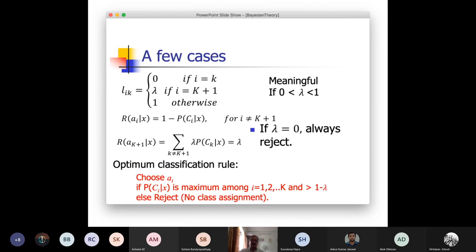So just to note down, as I mentioned, a meaningful lambda should be between 0 and 1. If lambda is 0, which means you are always rejecting, that means you are not doing any class assignment. That's the extreme case. And if lambda is 1, which means you are always accepting the class.